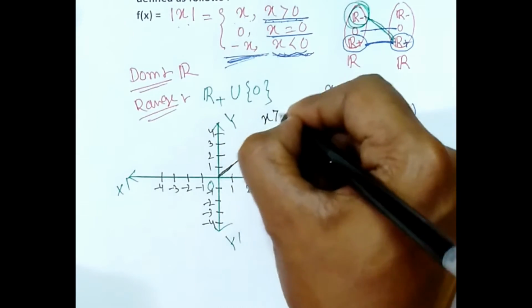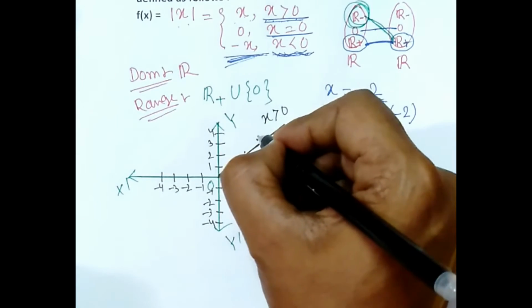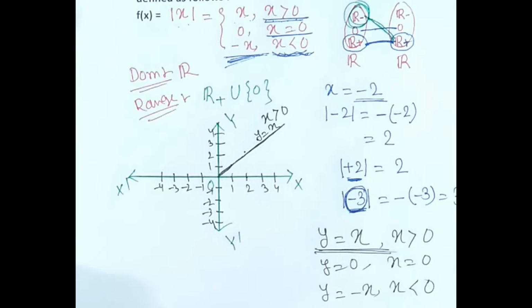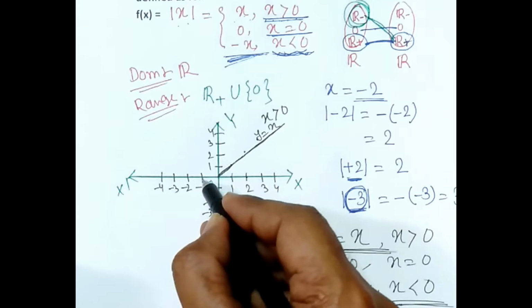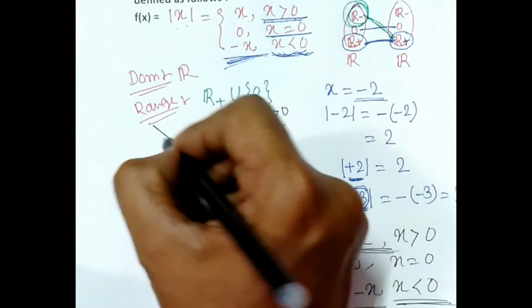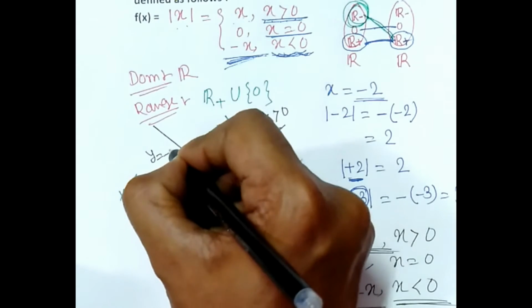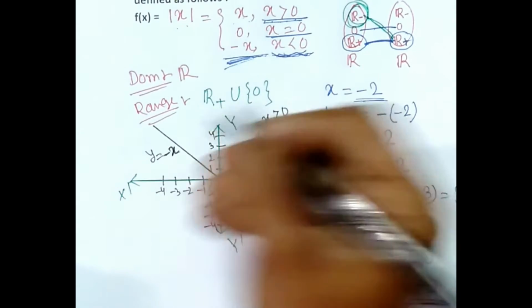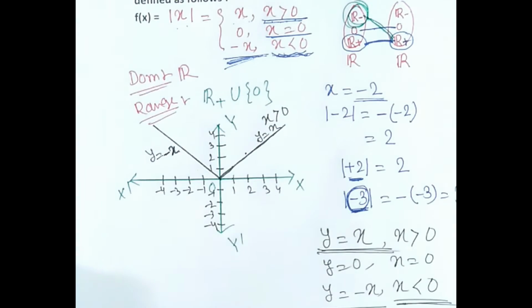So for x greater than 0, mod x is x. Now if we take the negative x, then the value of y will be minus x. For minus 1, the value will be positive 1. This will be y equals to minus x. Okay, so this is the graph of the modulus function. Let us elaborate the modulus function.